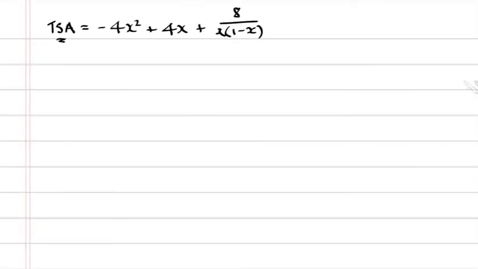Now you'll notice that's got a common factor of 4. So let's remove a common factor of 4. In fact, we might remove a common factor of negative 4 out here, being very careful not to slip with our negative signs. So minus 4 outside of X squared minus X minus 2 over X outside of 1 minus X. And that's our expression for the total surface area in terms of X only.